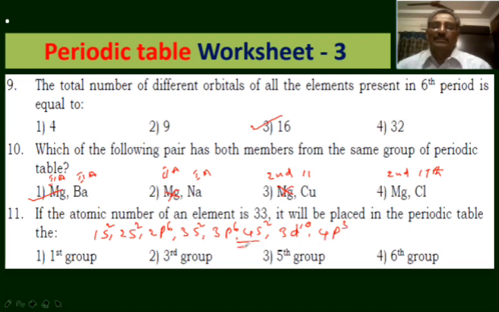So what is the total number of electrons in the valence shell? 5 electrons. The differentiating electron is in the p orbital. So it is a p block element. For p block elements, the group number is 10 plus the number of electrons in the valence shell. That is 10 plus 5, that is equal to 15th group. 15th group means 5th A group. So third option is the right option.